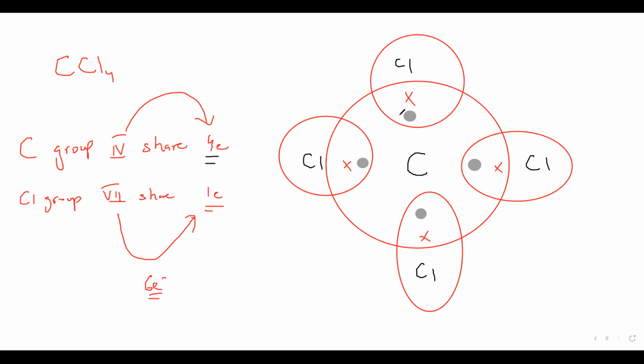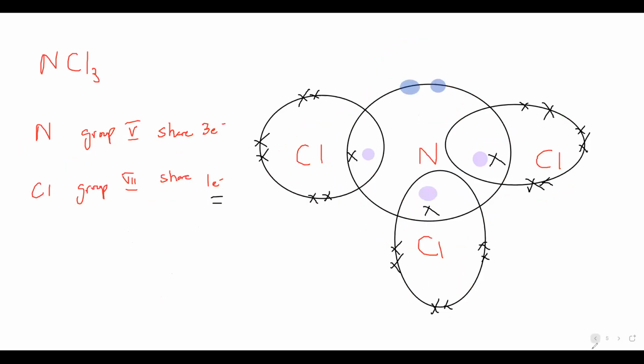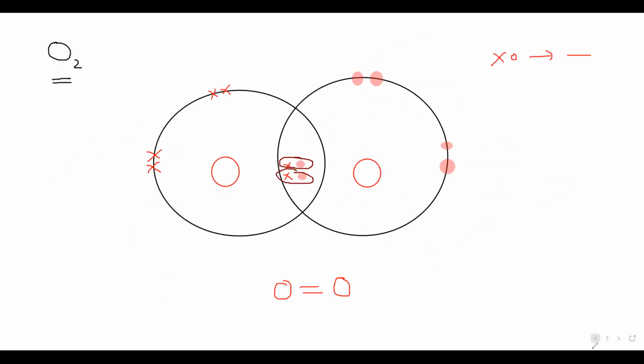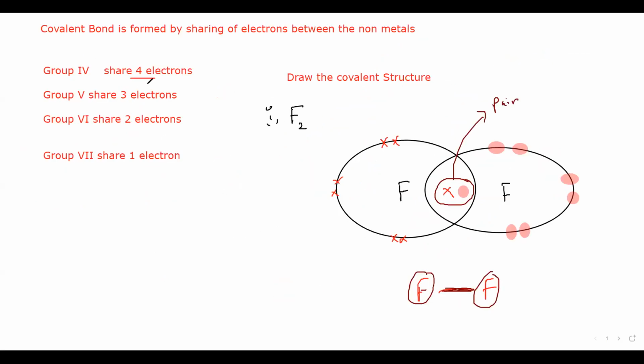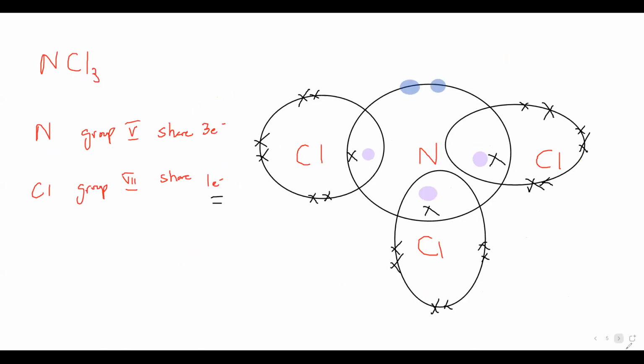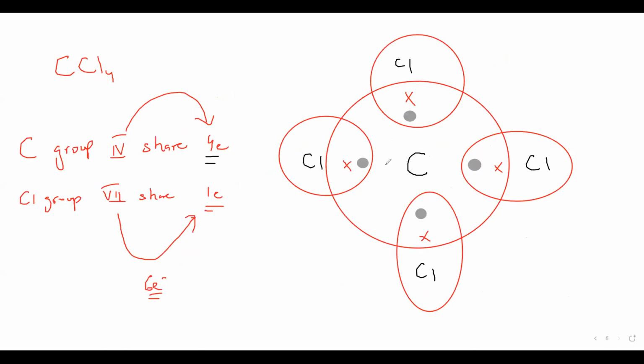An element cannot share 5. If you check the first slide, I mentioned the maximum number here. It can share 4, 3, 2 or 1. That's it. It cannot be 5, because groups 4, 5, 6 and 7 are non-metals. So unshared are 6 electrons. We'll complete this structure and draw the 6 unshared electrons on each chlorine. So this is the structure of CCl4.